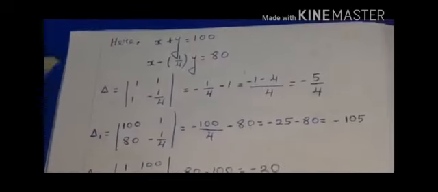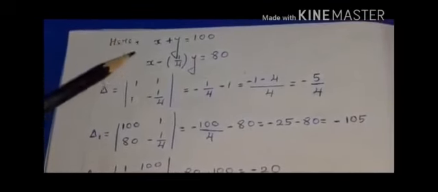And now we are going to calculate delta, delta 1, delta 2. I am taking the two equations here, students. If you see, I am having only two variables. So I am going to find delta, delta 1 and delta 2. If you see here, what is the value for delta I am taking here? 1, 1, 1 minus 1 by 4. If you calculate, you will be getting the answer as minus 5 by 4.